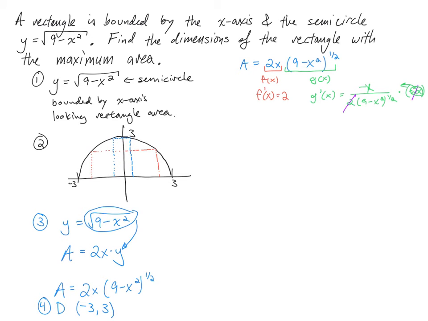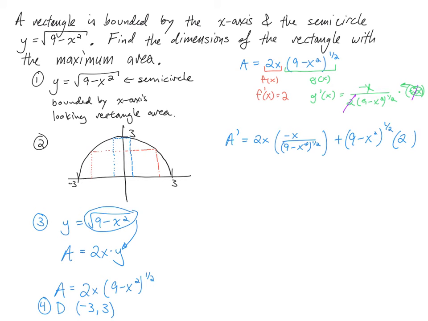So now that we have all of that together, we can find that the derivative of the area function would be the first times the derivative of the second, 9 minus x squared to the 1/2 plus the second times the derivative of the first. It appears I put too much here. The derivative of the first is just 2. There we go.